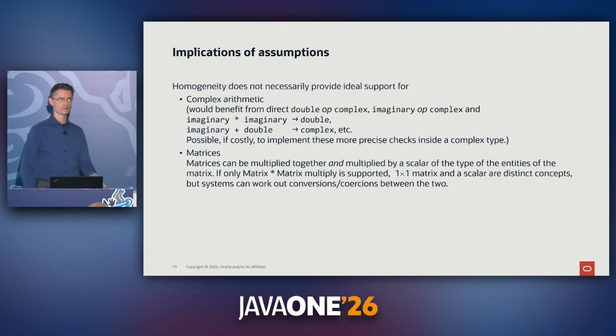There are cases where it's known that this homogeneity is not ideal, say for complex arithmetic. Ideally, if you multiplied two imaginary values, you'd get a double back versus just a complex. Also for matrices, there's a semantic distinction between a 1-by-1 vector or 1-by-1 matrix and a scalar. So if you couldn't multiply a scalar by a matrix and boxed it into a vector, that's a little bit breaking a system, but we could probably make that work. But ideally we would like the type system to handle that.